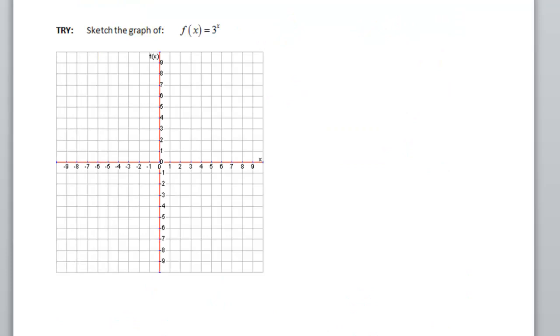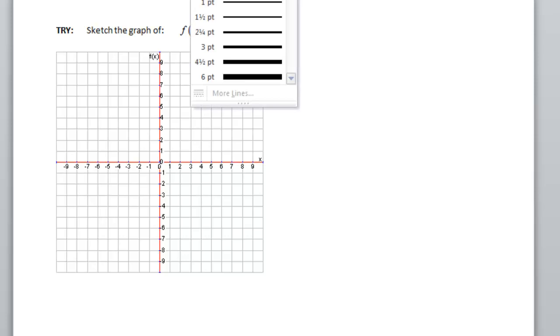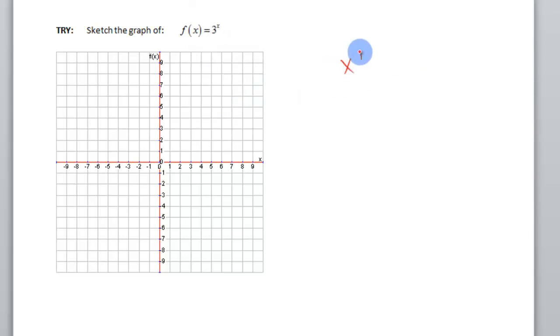Now I'd like you to try one. Here's f of x equals 3 to the x. Go ahead and create a t-table and pick some values for x, maybe like -2, -1, 0, 1, 2, and see if you can graph it. Plug those in, plot the points, and graph it. Pause it, otherwise I'll finish it up.